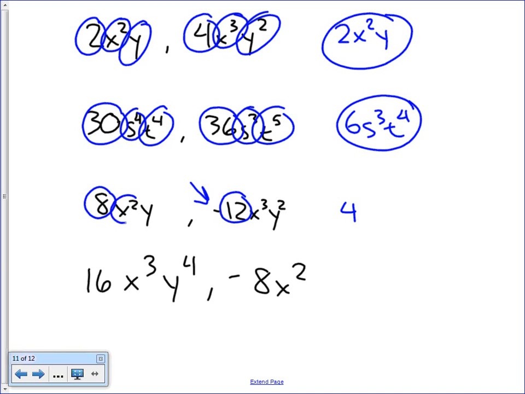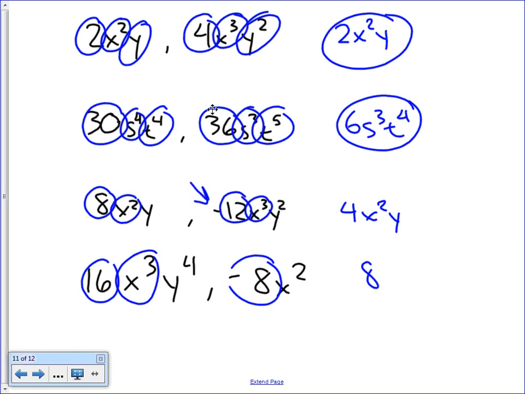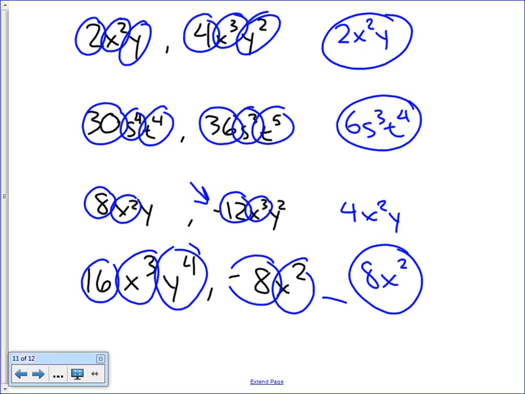Okay, so I have x squared and x to the third. X to the second is the lower one. And then the y's, just a single y is the lower one. So 16 and negative 8. Well, 8 divides 16 and 8, so let's write down an 8. I have x to the third and x squared. The lower one is the squared, so we'll write that down. I have y to the fourth and nothing. So I cannot include a y. They have to be common in both. That's why they call it the greatest common factor, because they have that in common.